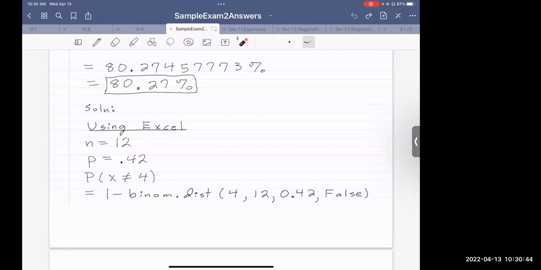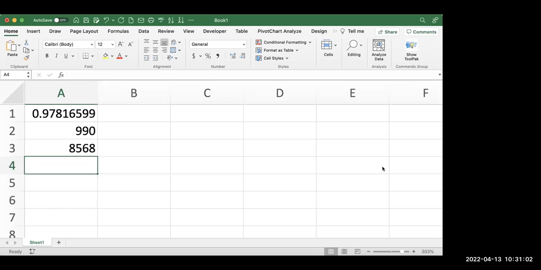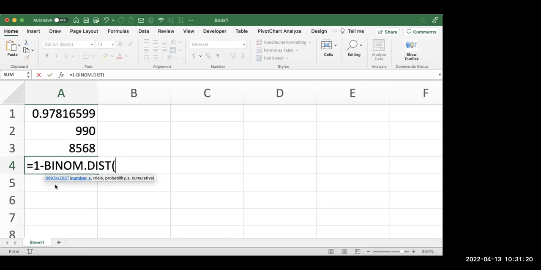If you're going to be using Excel to do this, then again, we have a binomial distribution with n equals 12, p equal 0.42. I want to find the probability that X is not equal to 4. So I'll do 1 minus binomial distribution, 4, 12, 0.42, and we're going to be using a PDF, so it'll be false. So let me do that on my Excel.